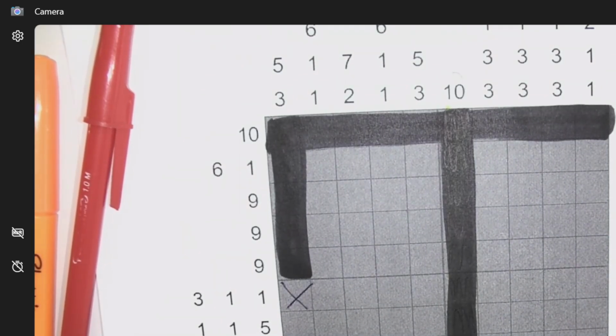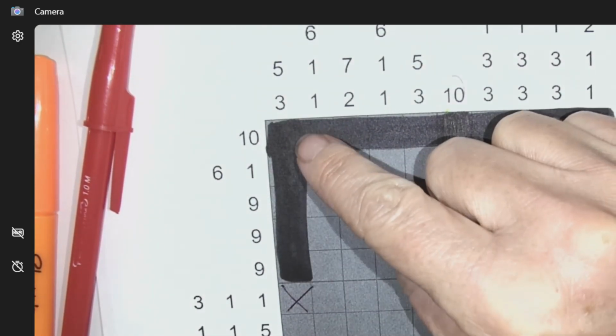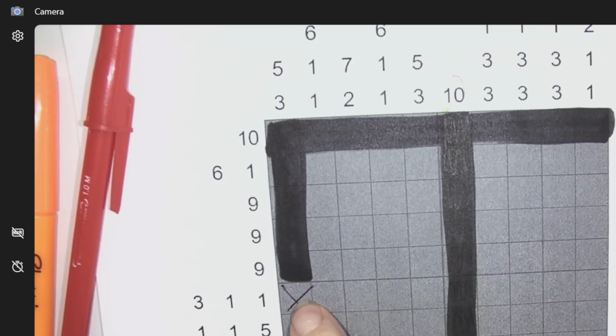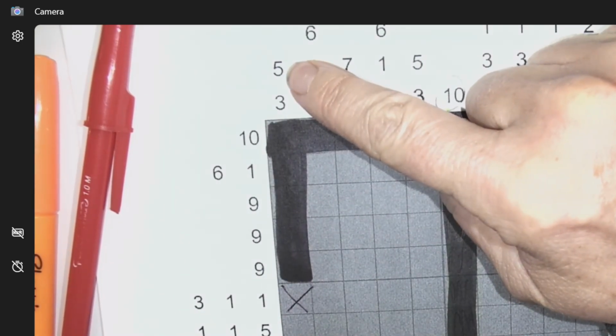Wait, what's the X for? The X is because I can't put a 6th one there. Because if I put a block there, I've now done 6 in a row, and you can only do 5 in a row. Okay.